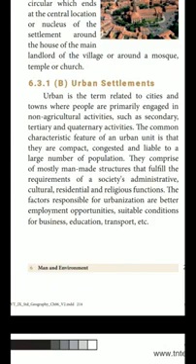So here the common features of an urban unit are that they are compact, congested and liable to a large number of population. What are the main features of an urban unit? They are compact, they live together, isn't it? And liable to a large number of population. They comprise mostly man-made structures that fulfill the requirements of the society's administrative, cultural, residential and religious functions.